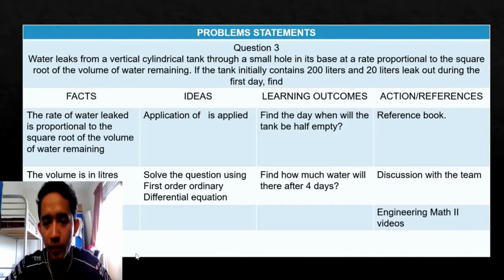Okay, our learning outcome: we will find the days when the tank will be half empty, because the tank leaks 20 liters on the first day, but on the second and the third days, the leak of water will be increased due to being proportional to the square root of the volume of water remaining. After that, we find how much water will be there after 4 days.